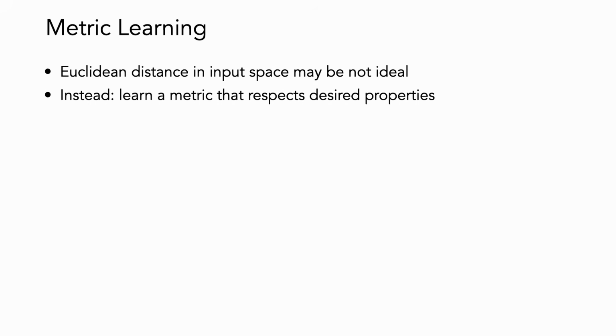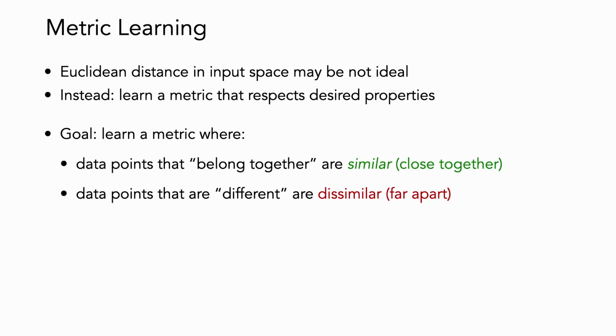The way that we actually try to train things based on similarity and dissimilarity, the original proposed approach was called metric learning. Essentially, this was based on the idea that measuring Euclidean distance in your input data space, so for example, looking at the Euclidean distance between all the pixels in one image and another, might not be ideal, right? Instead, we might want to learn some metric, some representation that respects some desired properties. So our goal is to learn a metric where data points that belong together are similar, close together, and data points that are different are dissimilar, far apart. And then the supervision becomes similarity information.